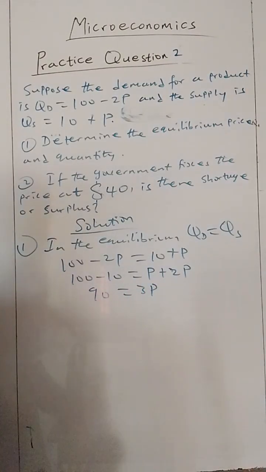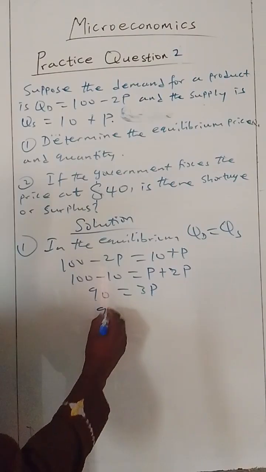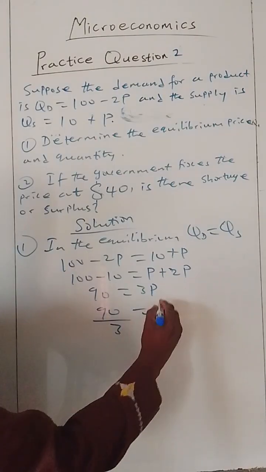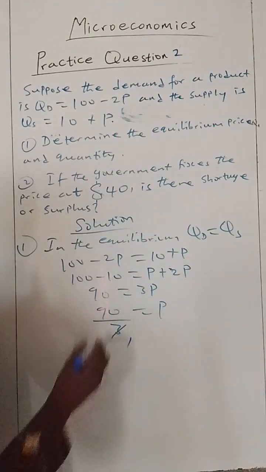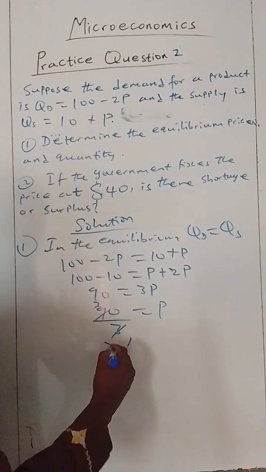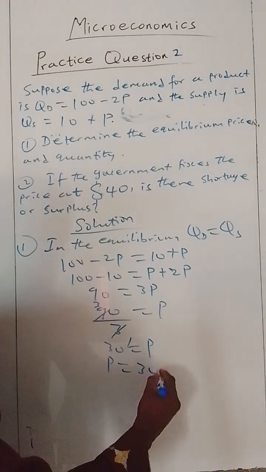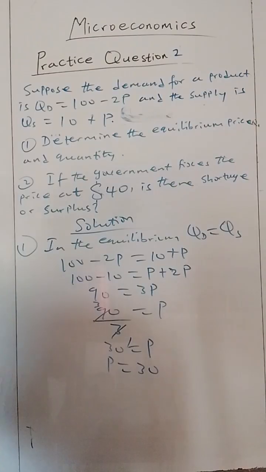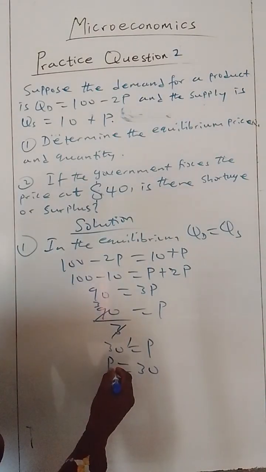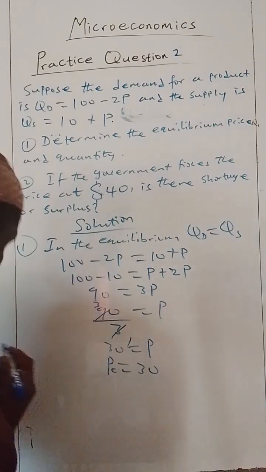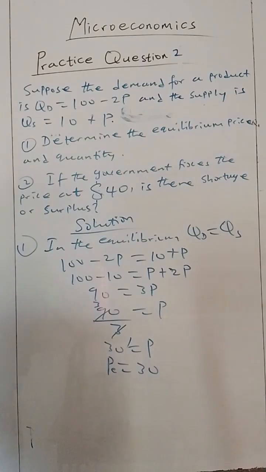Then you divide both sides by 3. So in other words, you have 90 over 3 equals P. So 3 into 90, 30. So you have 30 equals P, then P equals 30. Now, this is our equilibrium price, PE. So what is the equilibrium quantity?